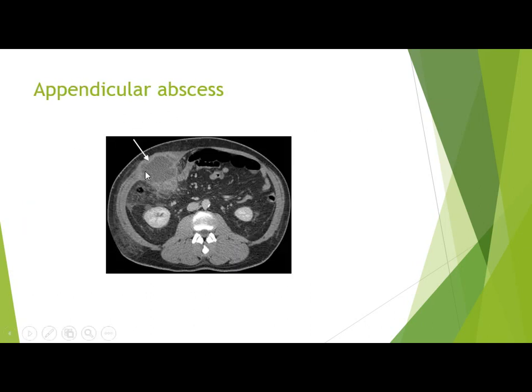In this case, this is showing the appendicular abscess. I think it's hypodense, an area of fluid collection with a thick wall and stranded fat planes. However, it's not a very typical location. It's ascending up. A usual appendicular abscess will be in the pelvis. And it involves the anterior abdominal wall, which is quite strange. Maybe some anatomical variance in location.